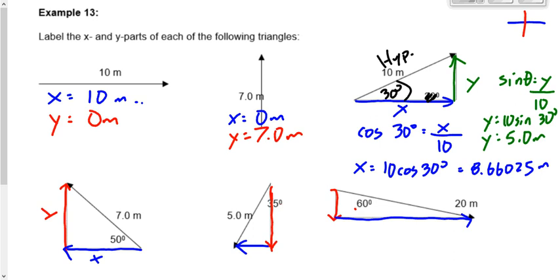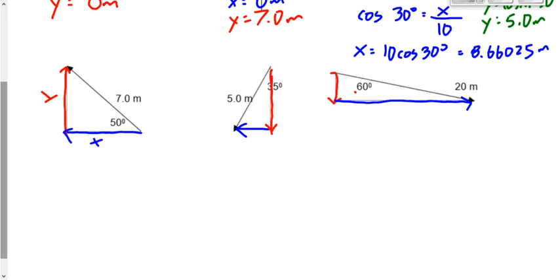Now, in the end, if you do it right, you're good to go. But if we always go sine and cos, then we can get one wrong and still get the other one right. All right, let's try this one.